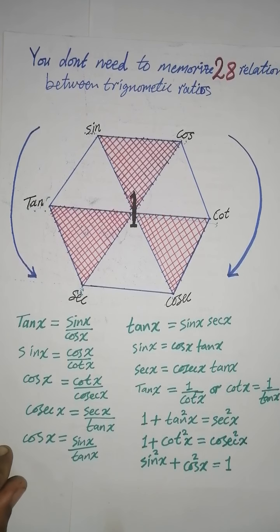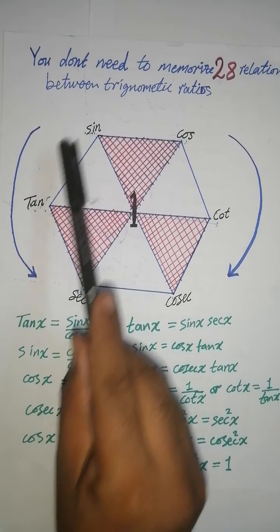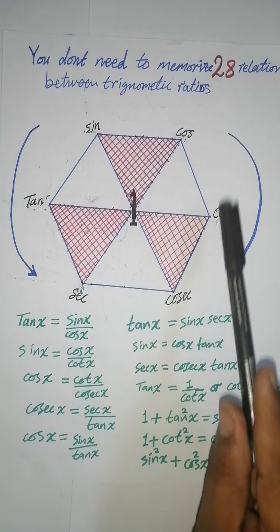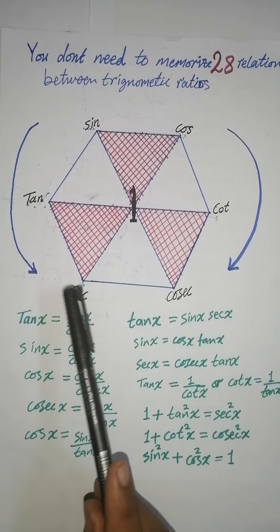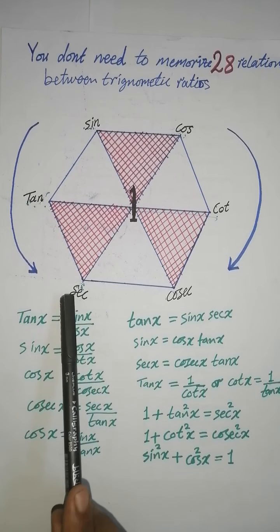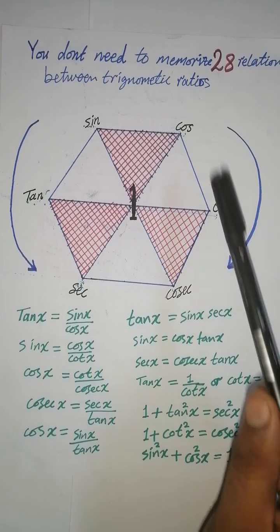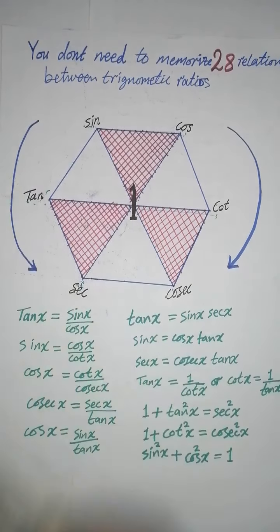So now we are able to write 28 relations between trigonometric ratios without even memorizing them. We just need the incredible hexagon. You can move clockwise, you can move anti-clockwise. Tan equals sine over cosine, sine equals cosine over cot, cot equals cosec over sec, sec equals tan over sine. If you want to move anti-clockwise, tan equals sec over cosec, sec equals cosec over cotan, cosec equals cotan over cosine, cosine equals sine over tan.